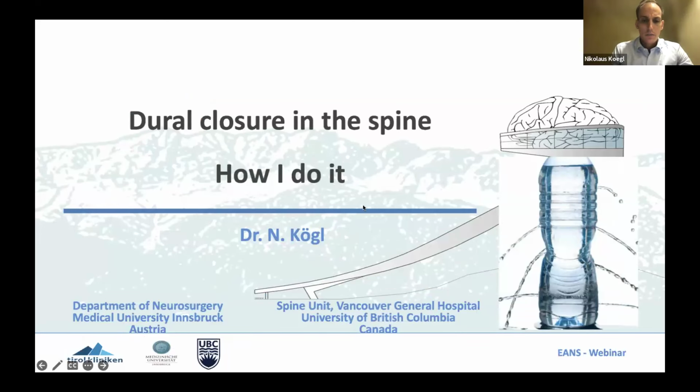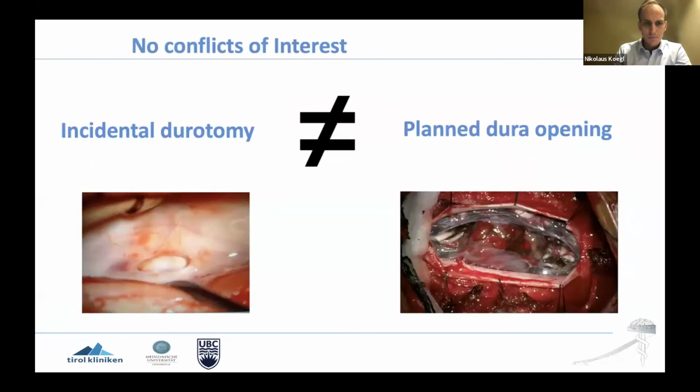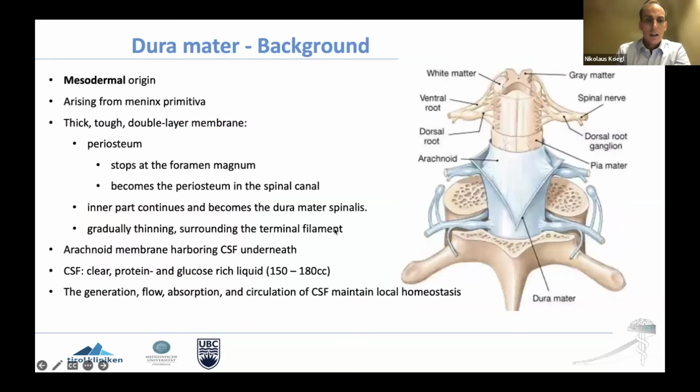I'm currently working as a spine fellow in Vancouver, and I have the pleasure to give you some insights on how to treat dural closure and CSF leak in the spine. Now, generally speaking, we have to differentiate between an incidental durotomy and a planned dural opening. The right picture doesn't look nice, but that's just because in a melanocytic tumor, it is not always as controlled as on the left.